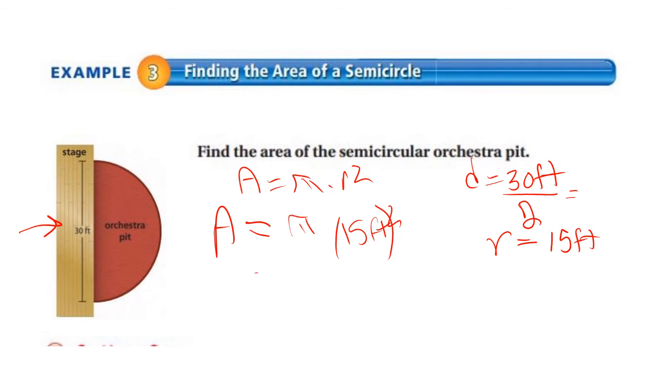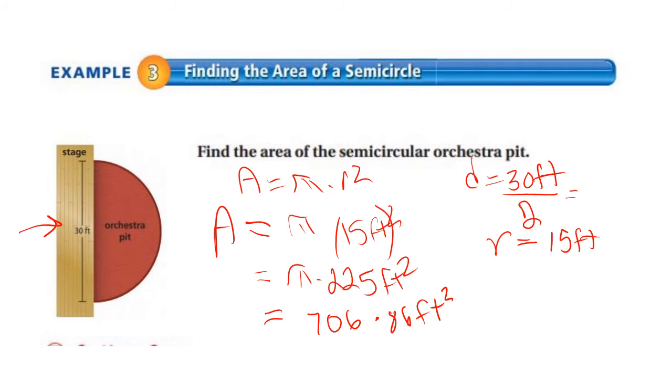Now I'm going to use my calculator. That is pi times 225 feet squared. And I'm going to multiply that times pi, I just did that on the calculator, to get 706.86 feet squared. There's the cat. There she is. She found me.